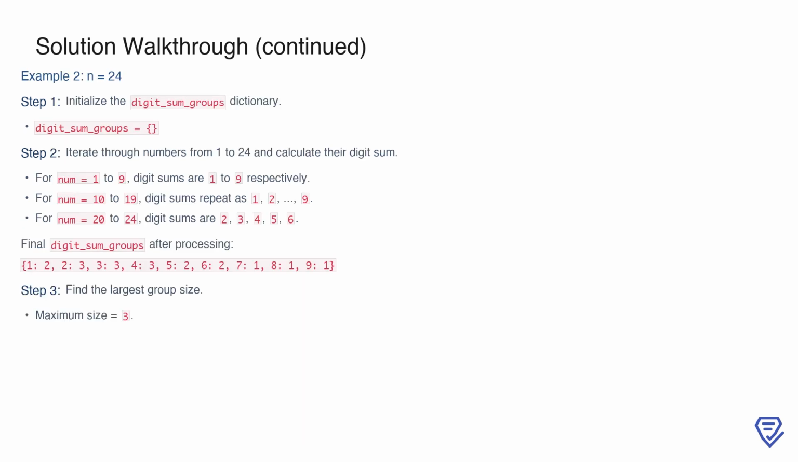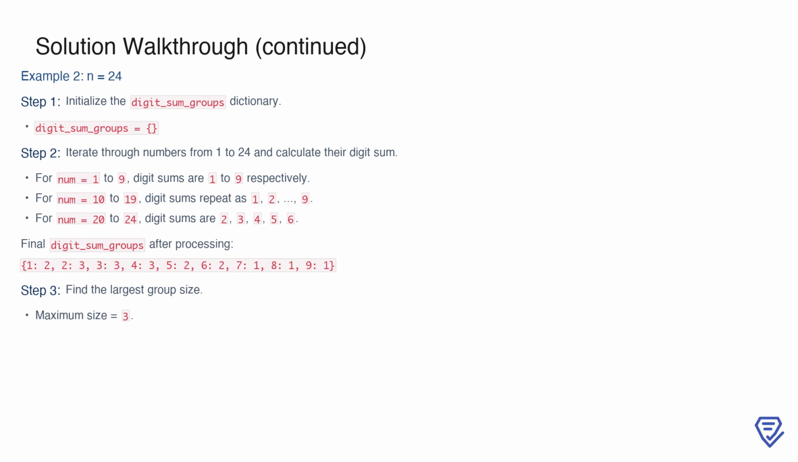Now, let's consider a larger example where n is 24. As before, we initialize the digit_sum_groups dictionary as an empty default dict with int as the default value. Then, we process each number from 1 to 24 to compute their digit sums. For numbers 1 through 9, the digit sums are simply the numbers themselves, so the dictionary gets keys from 1 to 9, each with a count of 1.